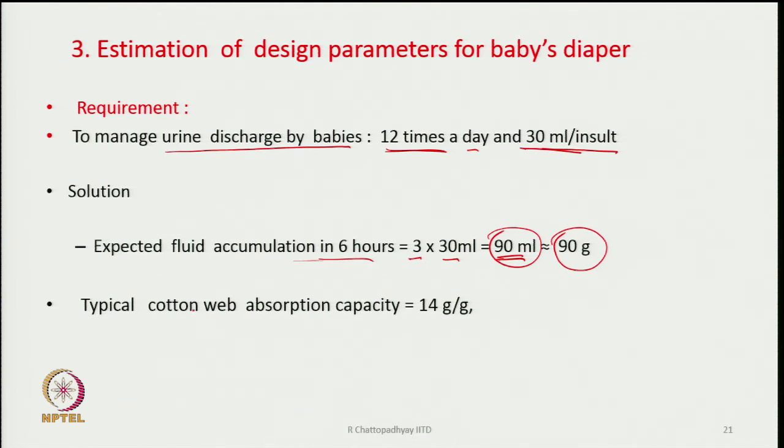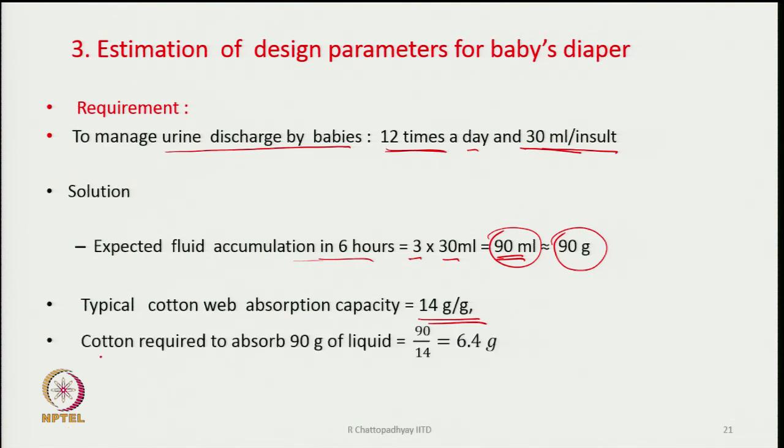Typical cotton wave absorption capacity is 14 gram per gram. This data will be available from literature, and if it is this, then the cotton required to absorb 90 gram of liquid is 6.4 gram.